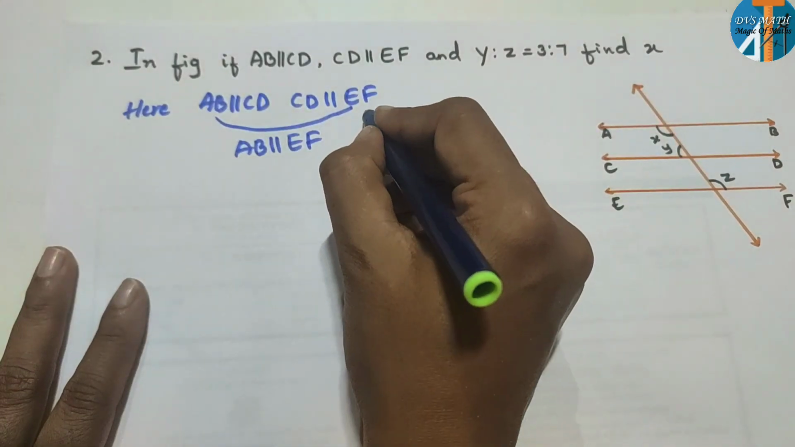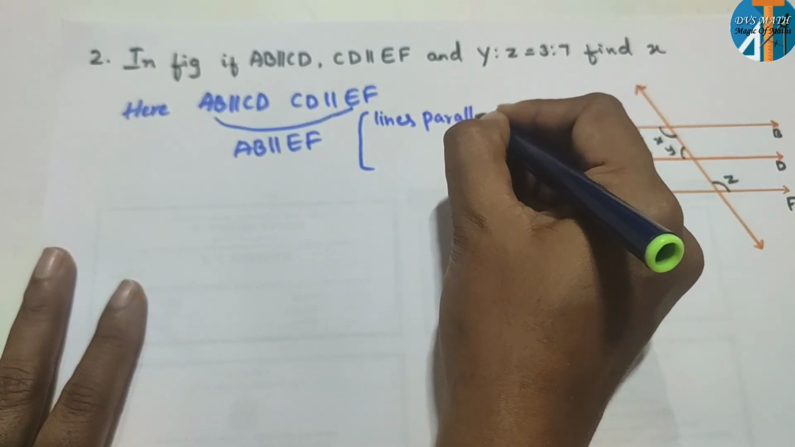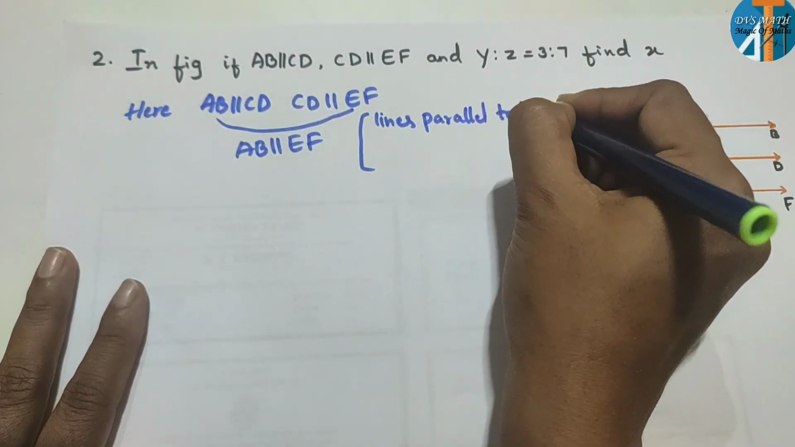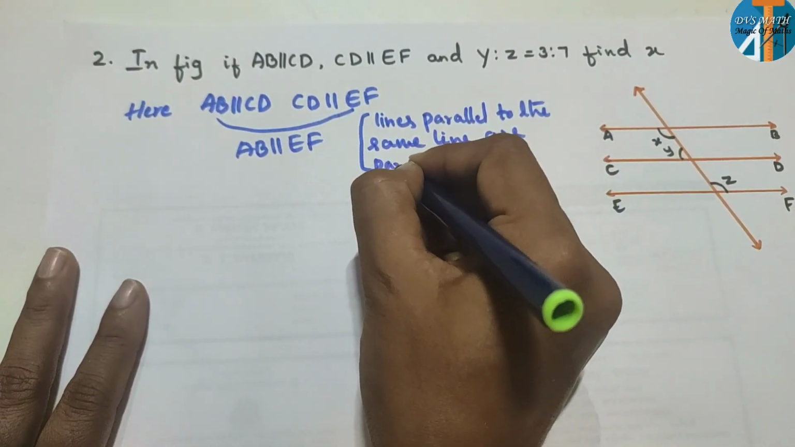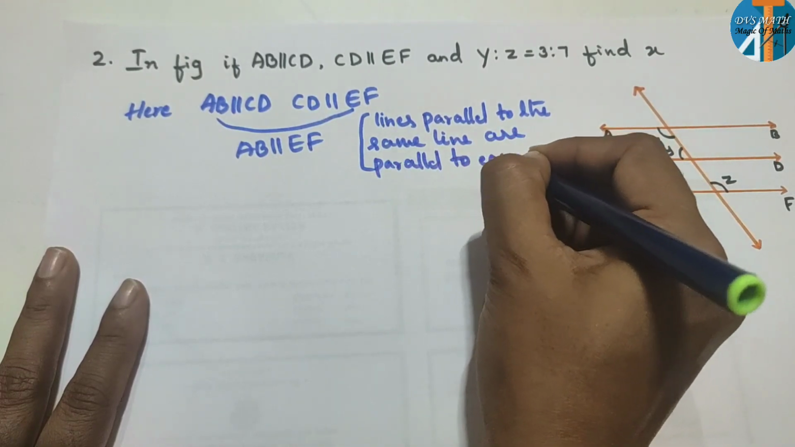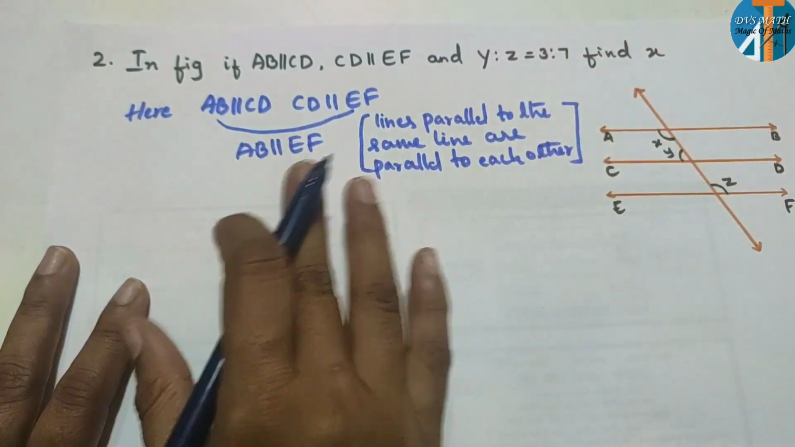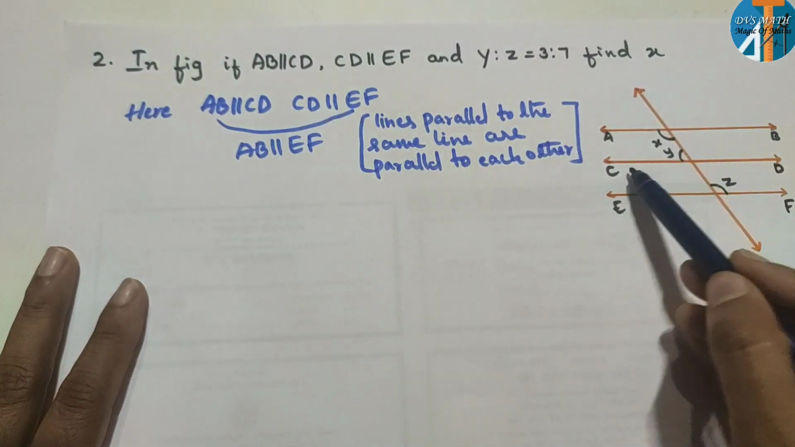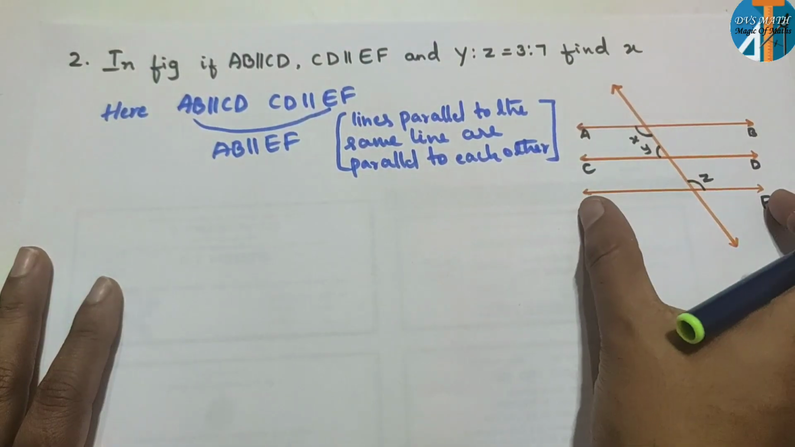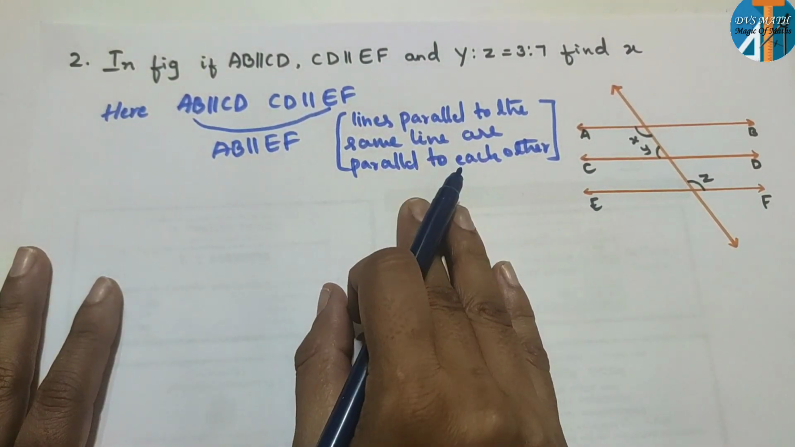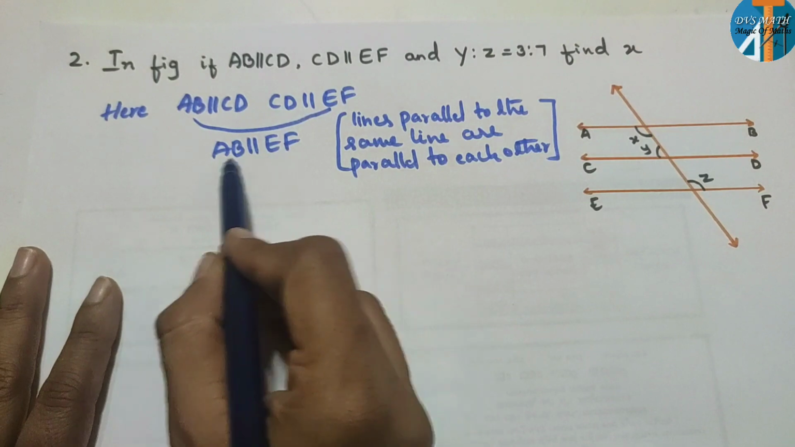Here you can write the reason: lines parallel to the same line are parallel to each other. Every time there is no need of writing this; I wrote it just to make you understand. AB is parallel to CD, CD is parallel to EF, so AB is parallel to EF also. This is what we learned in the last part of the definitions.